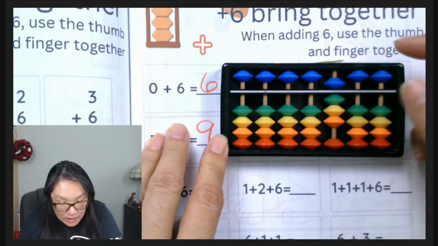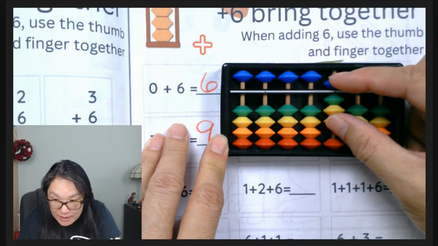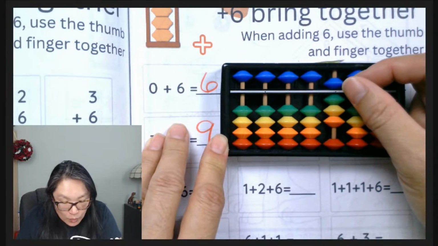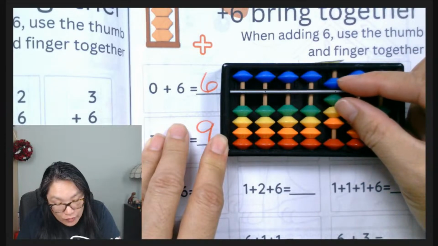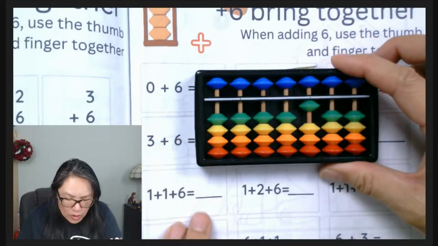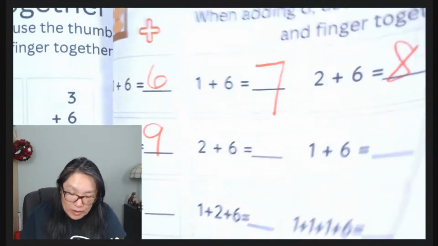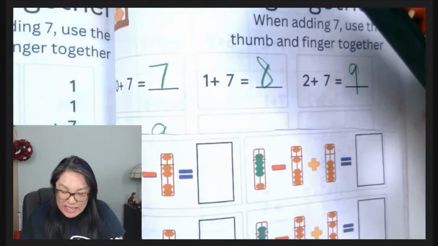When I do 8, you bring it together, and I use the index finger and the thumb. When I subtract, I'm going to subtract 7 from 8. All I got to do is move the beads like this. So it's simple to understand for right now, right? It's not complicated. It's easy to use and easy to understand.